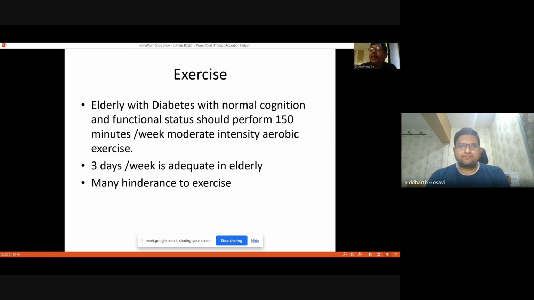Elderly with diabetes who have normal cognition should exercise at least 3 days per week, which should be the adequate exercise for the elderly. This should be advocated at least 150 minutes per week, and aerobic exercise is the ideal for the elderly.